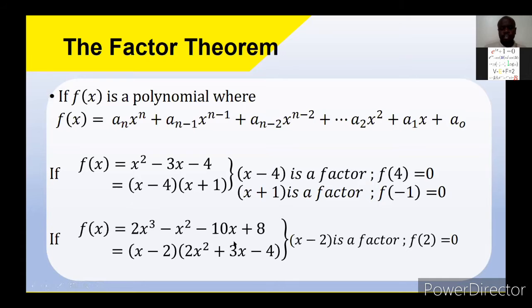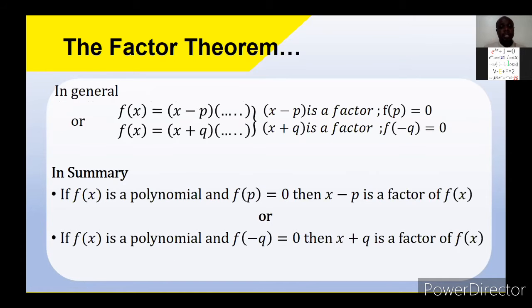What are we trying to say here? Well, in general, if f of x is equal to x minus p times something else, then x minus p is a factor. Therefore, f of p is equal to 0. Or if f of x is equal to x plus q times something else, then x plus q is a factor. Therefore, f of negative q is equal to 0.